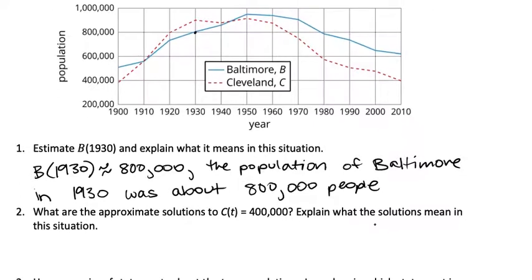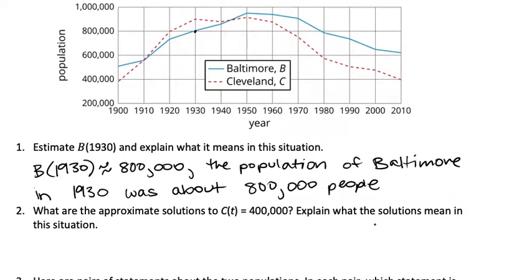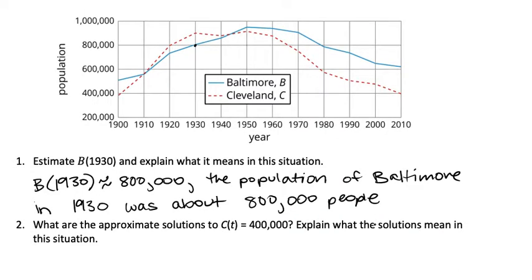Question 2 says, what are the approximate solutions to C of T equals 400,000? Explain what the solutions mean in this situation. So now we're looking at the Cleveland graph, and 400,000 is our output value. What are the input values there? So as I look across at 400,000 and I look at the red dotted line, which is the graph for Cleveland, I see that there's one point right here that looks like it's a little bit after 1900, maybe approximately 1901.